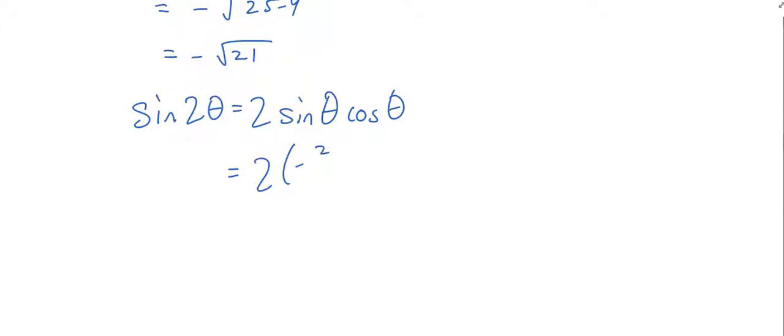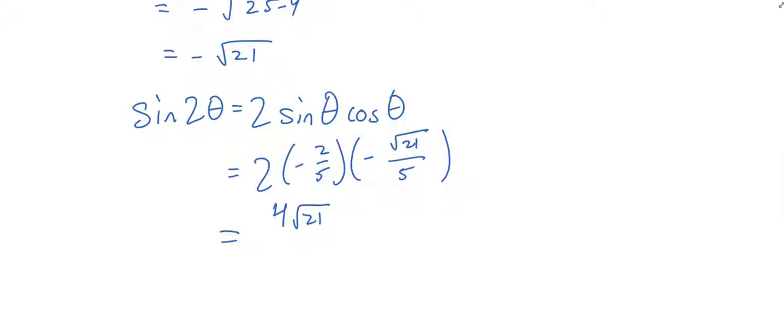Sine theta was negative 2 over 5. Cos theta was negative root 21 over 5. And then you just multiply it out. 2 negatives makes positive. 2 times 2 is 4. So 4 root 21. Oh, by the way, if you could reduce that, you would be required to. When we found it, if you could reduce it, I would reduce it. And 5 times 5 is 25. And again, if you could reduce this, you would. Otherwise, we're done. Okay?